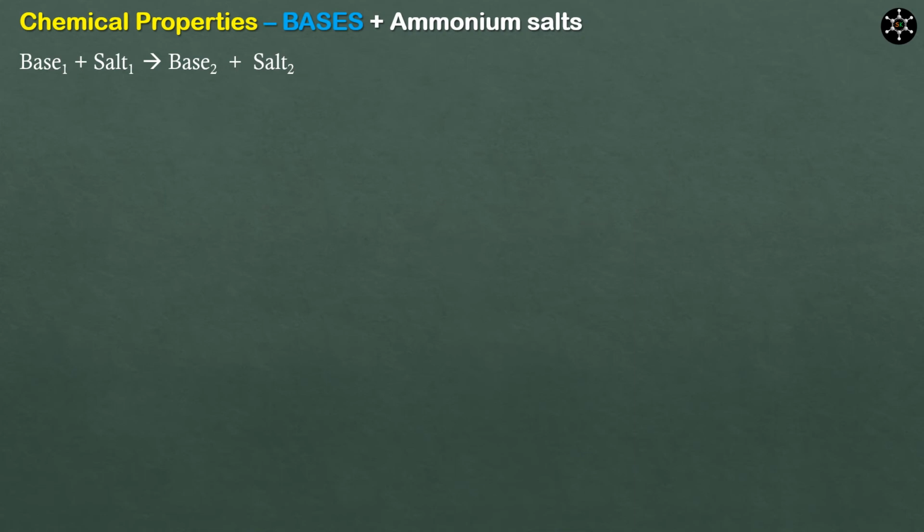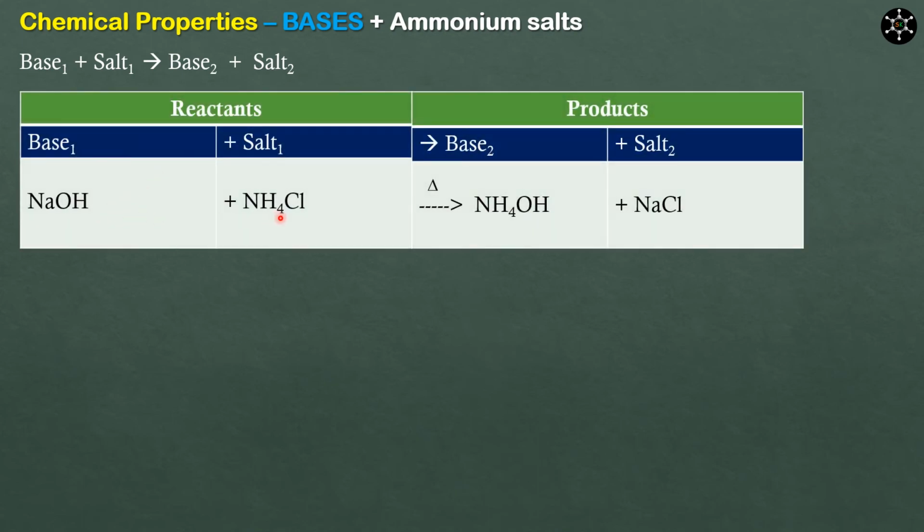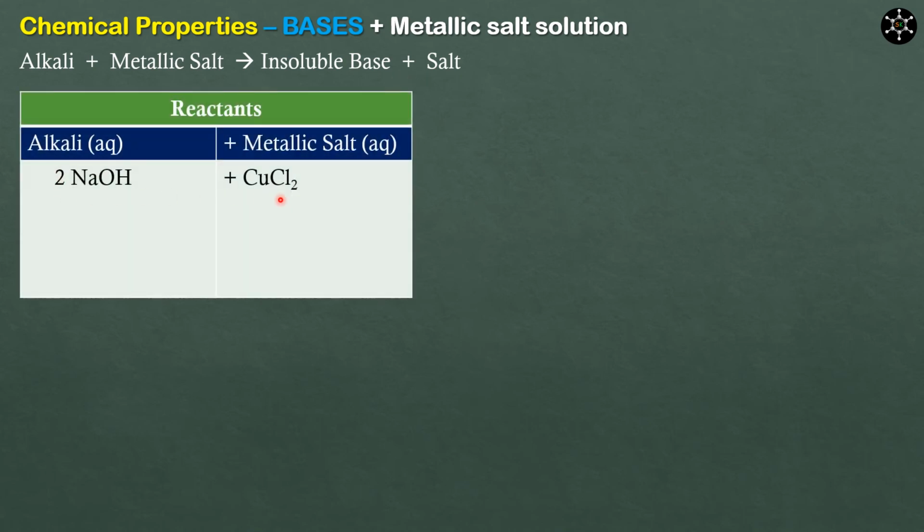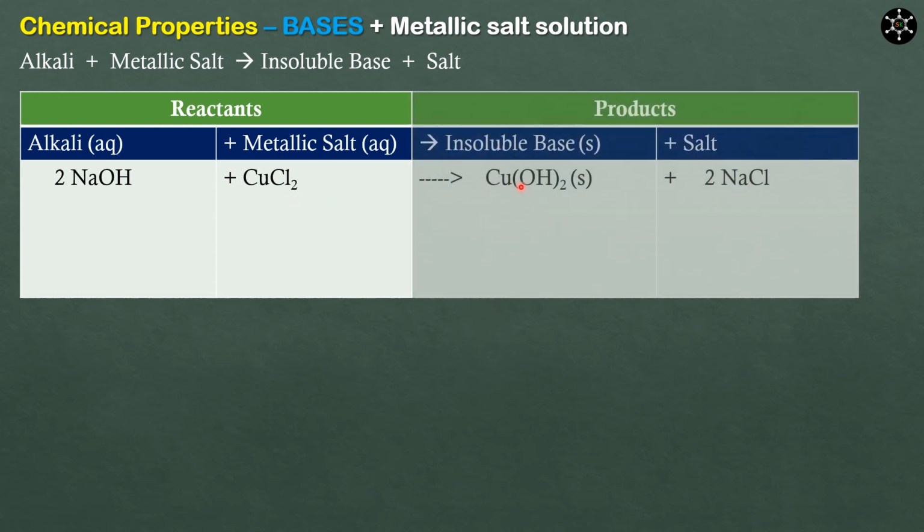Just like acid, base also reacts with salt to give another base and another salt. When sodium hydroxide is treated with ammonium chloride, we get the base ammonium hydroxide and the salt sodium chloride. In place of ammonium salt, if we use metallic salt, alkali will give an insoluble base and another salt. Example, sodium hydroxide reacts with copper 2 chloride, giving insoluble copper 2 hydroxide precipitate and sodium chloride salt. Copper hydroxide is a blue color precipitate.